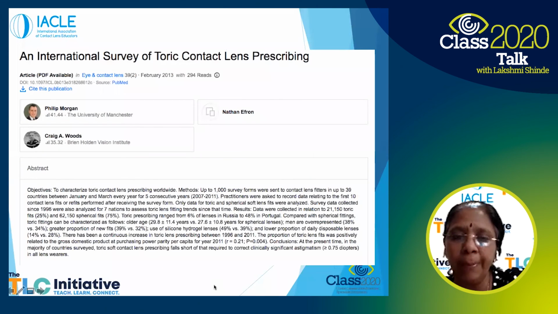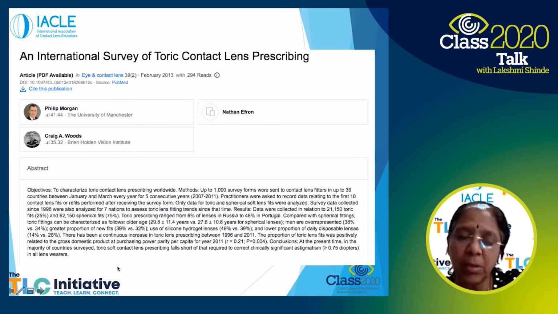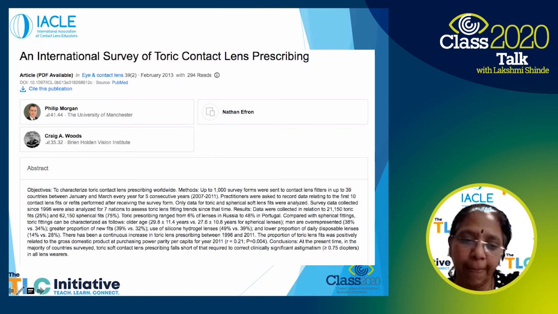And what better way to put it than in this Phil Morgan's paper, where he says, at the present time, in the majority of countries surveyed, toric soft contact lens prescribing falls short of that required to correct clinically significant astigmatism in all lens wearers, which means that we really do not give this as an option in terms of toric prescriptions as a lens that can be fitted, especially in low cylinders.